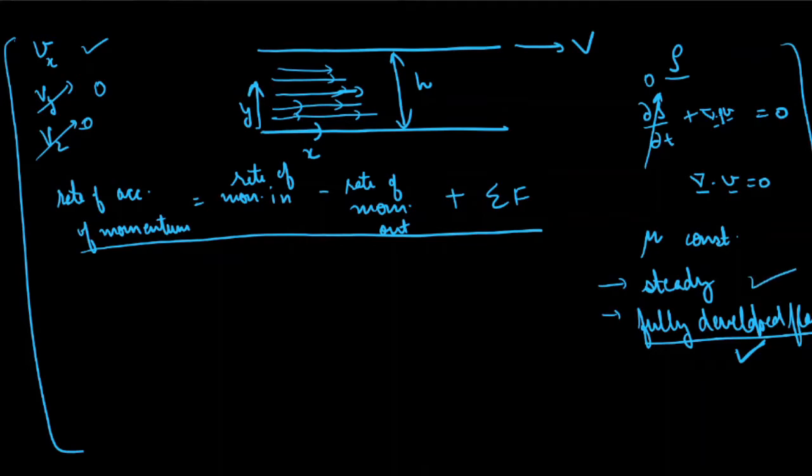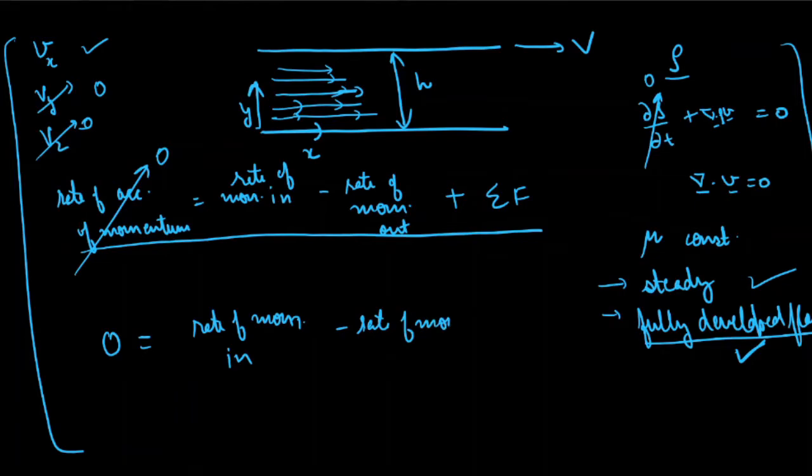of momentum, because that means things are changing with time. So this term is automatically 0. So the equation that we have is 0 is equal to the rate of momentum in minus the rate of momentum out plus the sum of the forces is equal to 0.